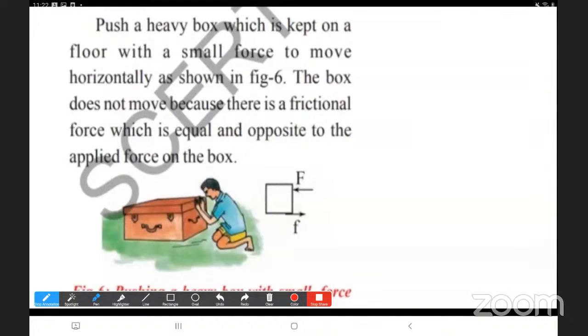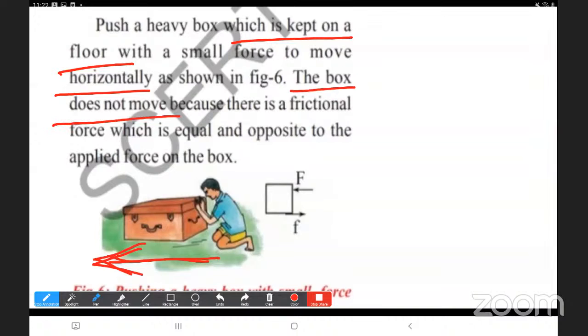Now here we have to push a heavy box which is kept on a floor with a small force to move it horizontally. Here the boy is pushing the box in a horizontal direction towards his left. This is a very heavy box. So the box does not move because there is a frictional force which is equal and opposite to the applied force on the box.